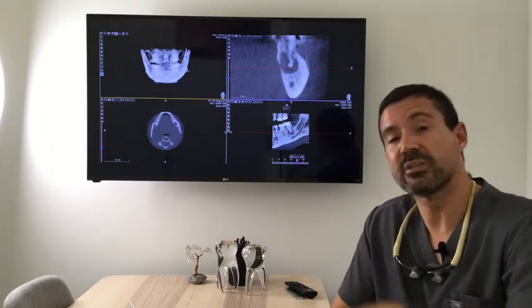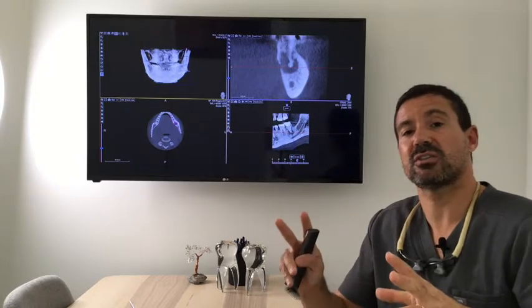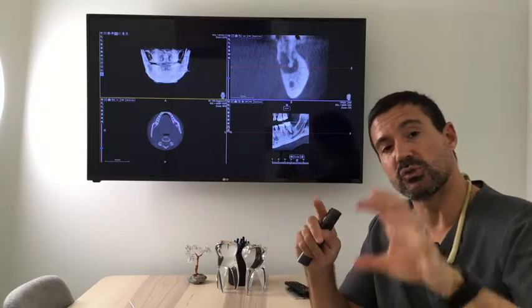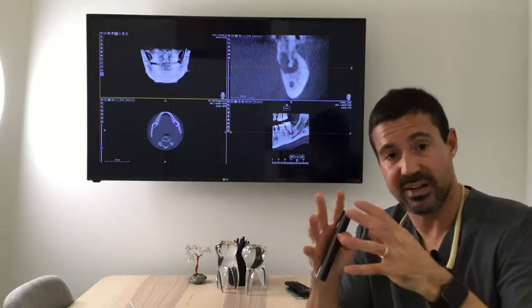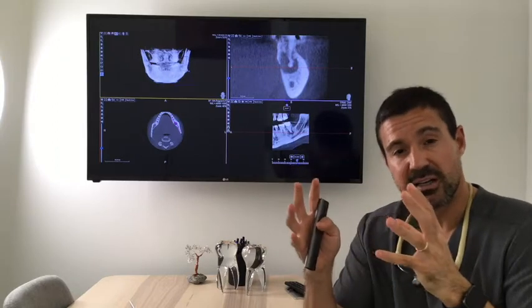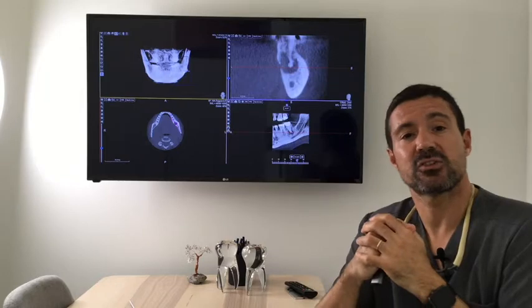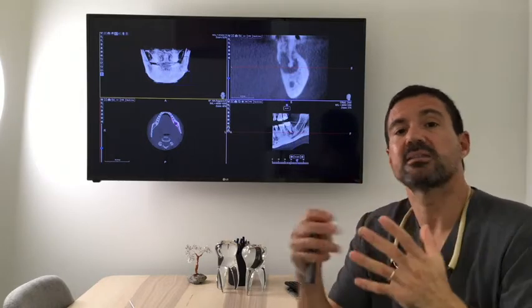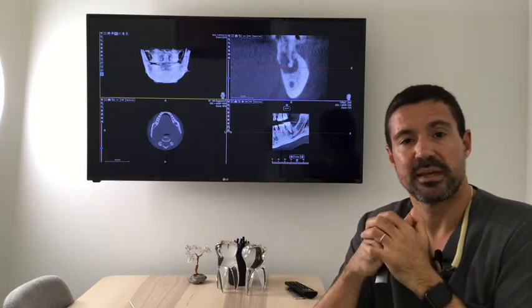So in this case, we did the socket preservation with growth factor therapy. We mixed the two fractions. Fraction 1 was used to do fibrin membranes, and fraction 2, the one that is closer to the buffy coat, the one that is richer in growth factors, we mixed with beta-tricalcium phosphate, and we are expecting in 6 months to have a lot of bone there to be able to place our implant.